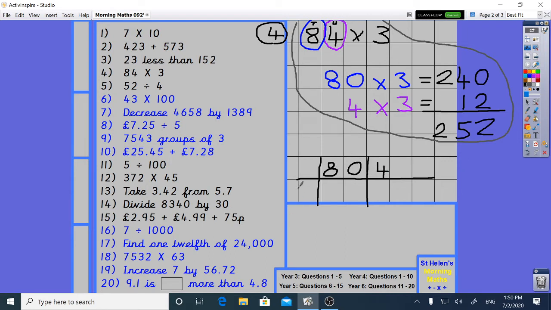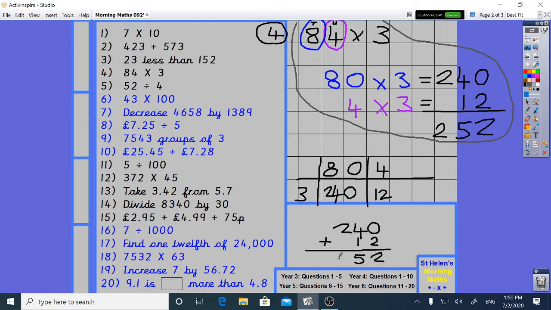84 times 3. 8 times 3, that's 24. Place a 0, 240. 4 times 3 goes in this section here. 4 times 3 is 12. You have 240 and 12, and you add them up like we did up there. You know it's going to be 252, but you must remember to add your 2 answers up at the end.